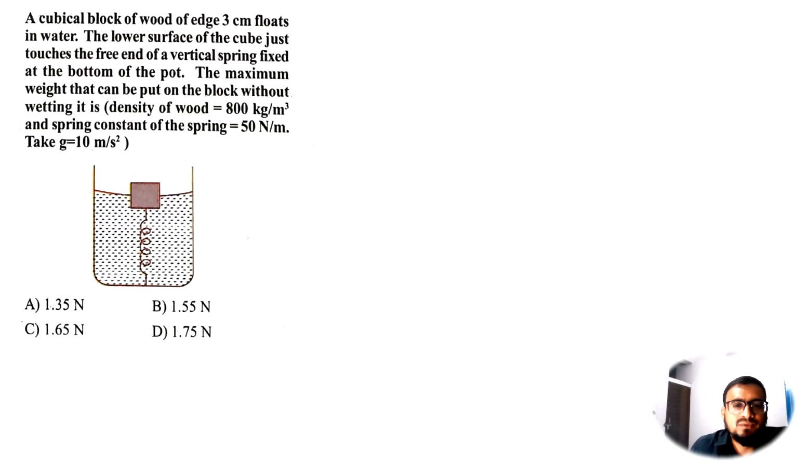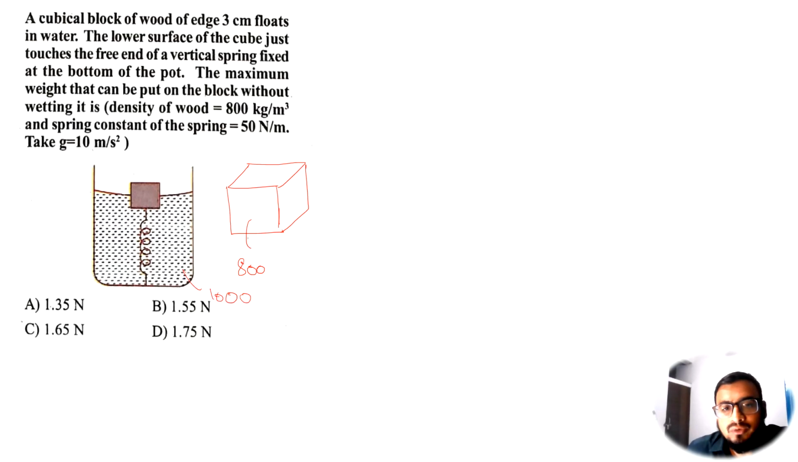All right, in this question, we have a cubical block of wood whose cube edge is 3 centimeters, floating in water. So it's a cubical block that basically floats in the water. The density of this block is 800 and the water density is 1000.